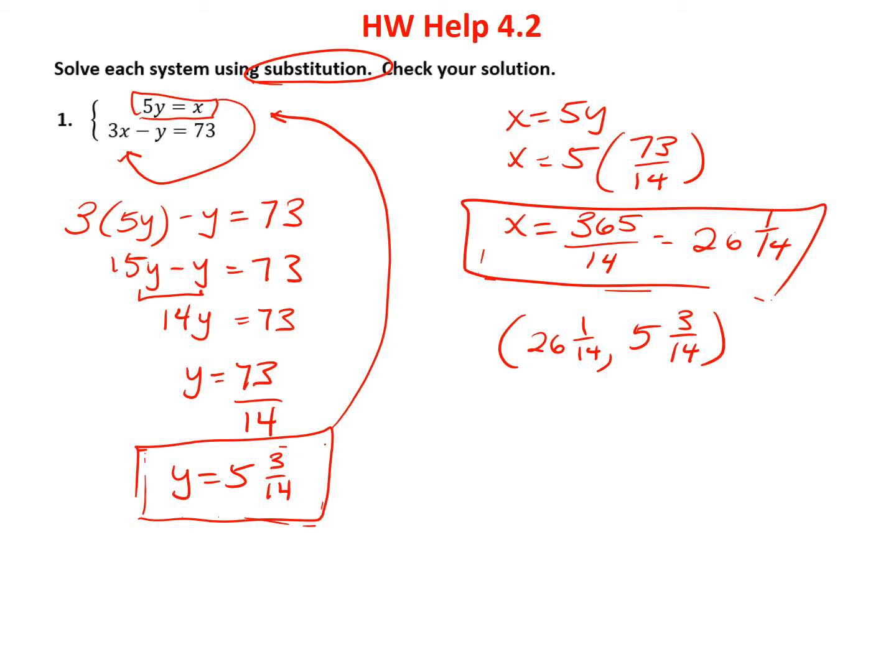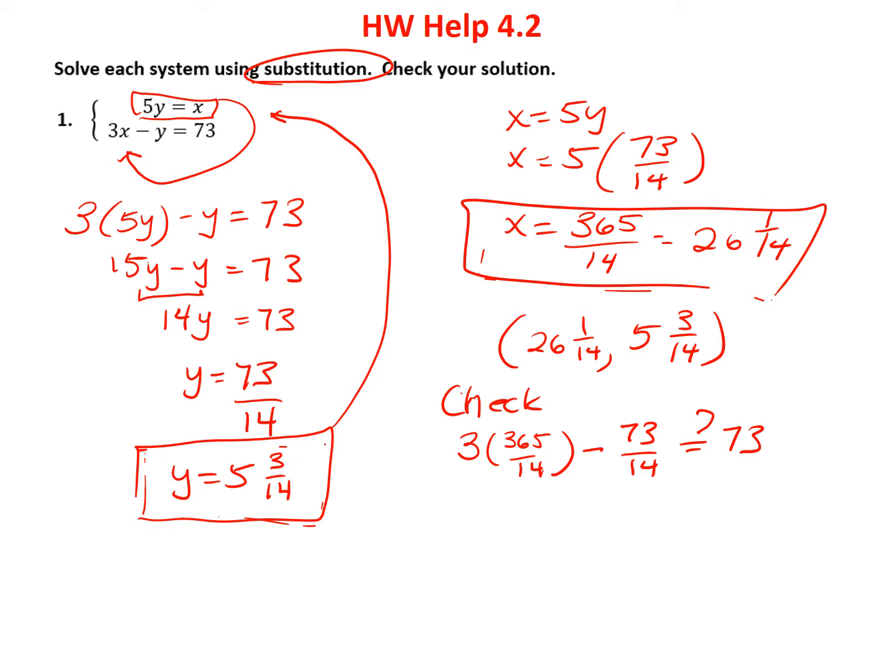Okay. Now, if I want to test my answer, if I want to do my check, since we used the first equation, we need to use the second and see if we get a true statement. So if I go 3 and then I put in x, which is 365/14, minus 5 and 3/14, or 73/14. What does that equal? Does that equal 73? That's what we're trying to find.